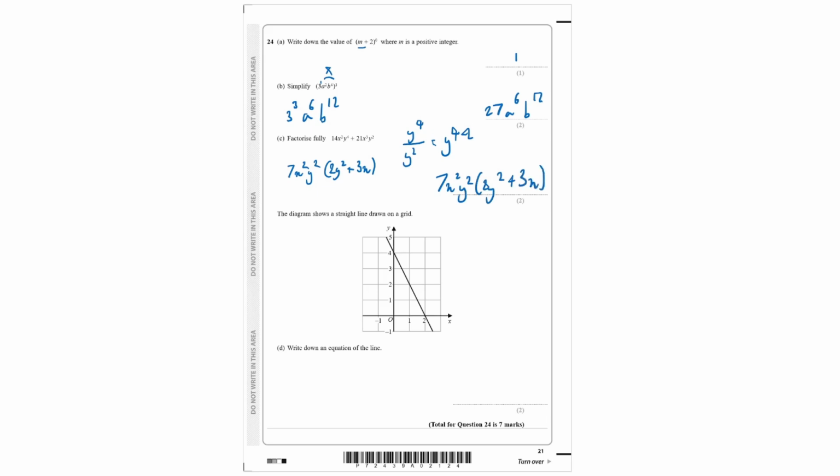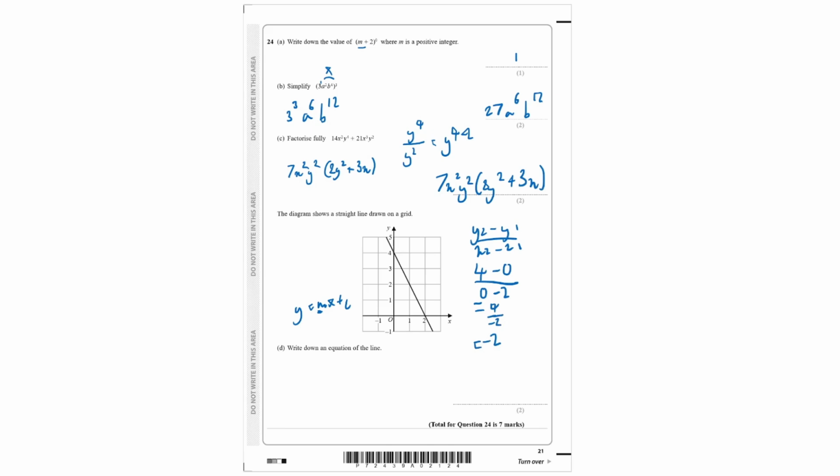The diagram shows a straight line drawn on a grid. Write down the equation of the straight line, which is y is equal to mx plus c. We have to find what m is, or the gradient. We can do this by y2 minus y1 divided by x2 minus x1. We can see that y2 is 4 minus y1, which is 0, divided by x2, which is 0, minus x1, which is 2. So that gives us 4 divided by negative 2, which is equal to negative 2.